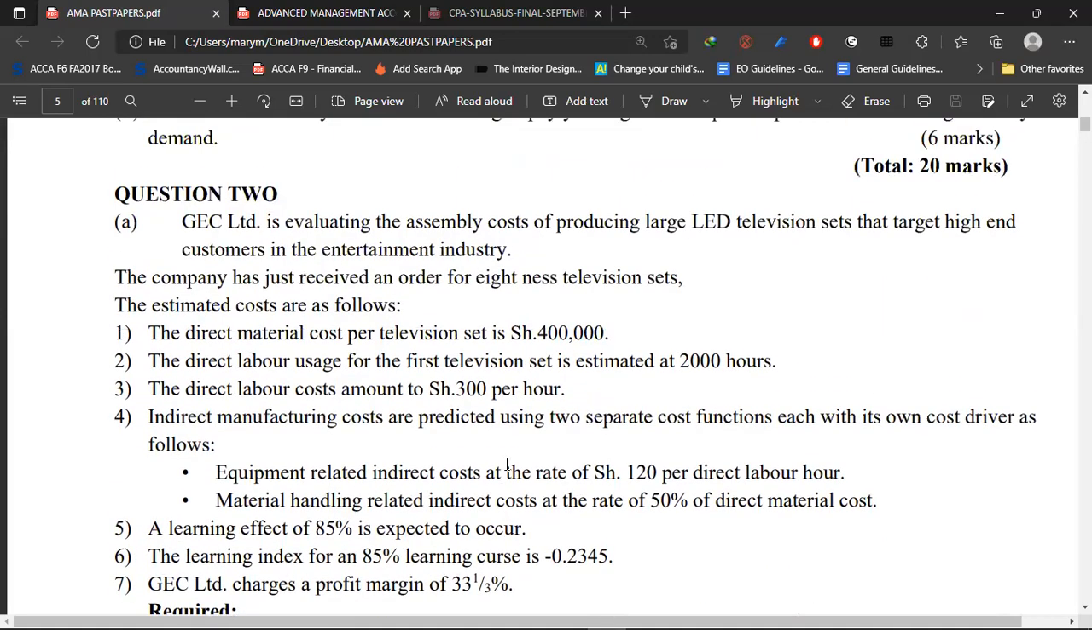But when I look at this question, the important aspect is just to realize that we don't have the total labor cost. So the total labor cost, we have to get it. So where are we going to get it from? Number two, the direct labor usage for the first television set is estimated to be 2,000 hours. So it means the examiner has given me my A, which we said is the time taken to produce the first unit, the first television, which is 2,000.